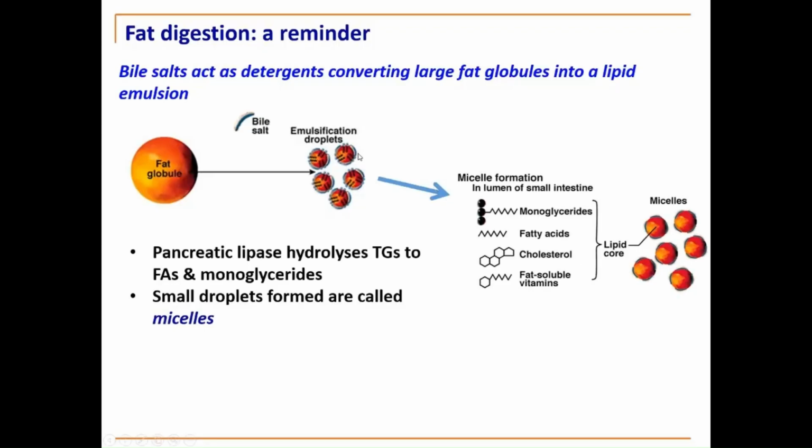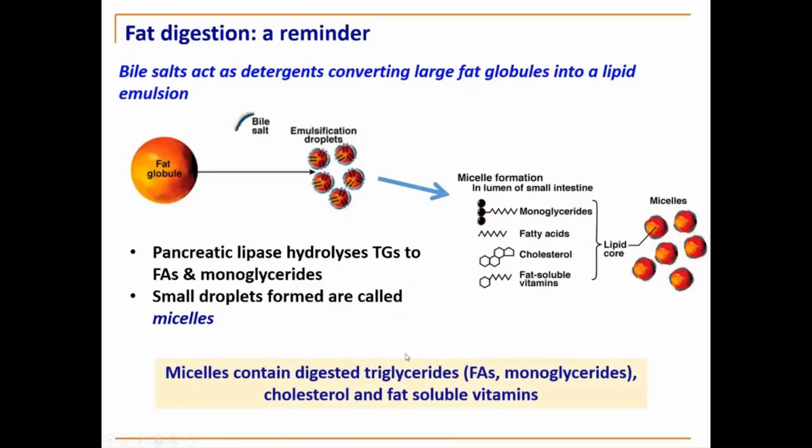This then allows, remember, the lipase to act on them, and you end up with monoglycerides, your fatty acids, but also you have cholesterol and fat-soluble vitamins in there. And what you end up with after this degradation through lipase is what are called micelles. And in these micelles, your lipid core contains all of these things. So your monoglycerides and fatty acids, because of the degradation by lipase, and your cholesterol and your fat-soluble vitamins. These micelles, like I've said, contain your triglycerides, which have been broken down, your cholesterol and your fat-soluble vitamins.